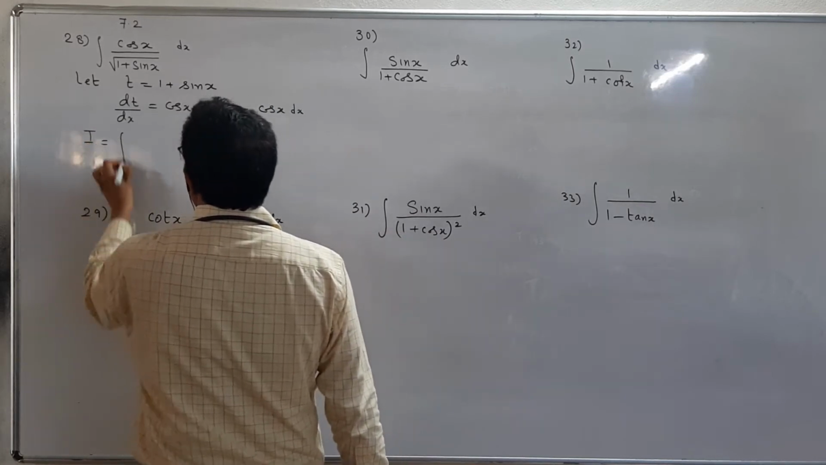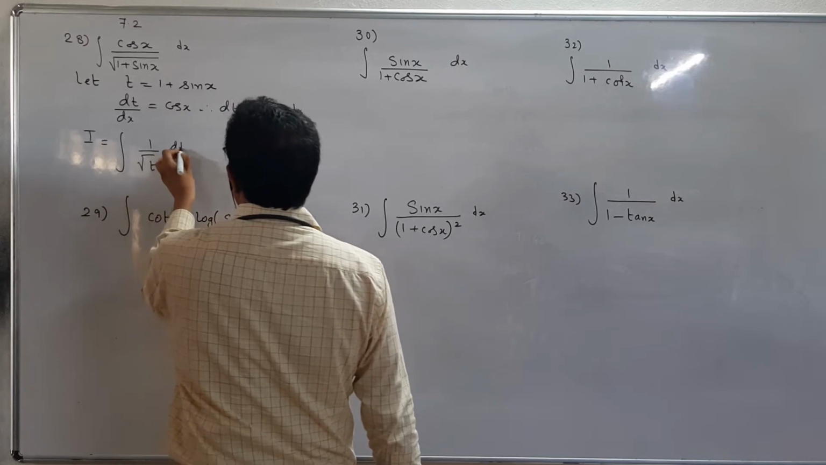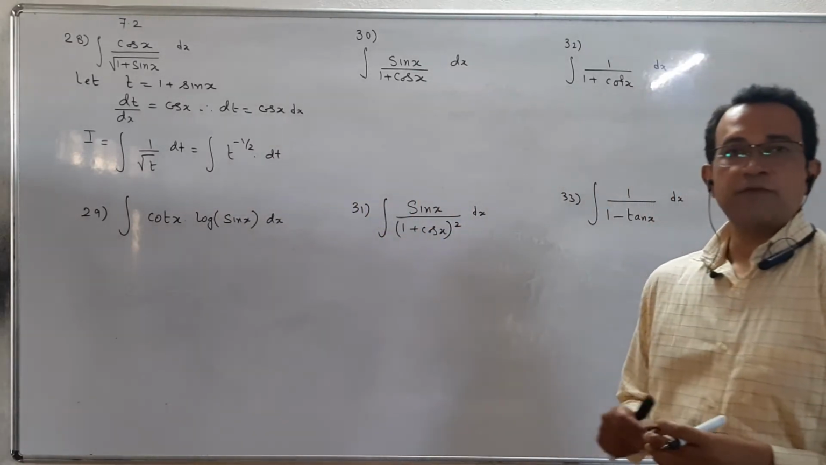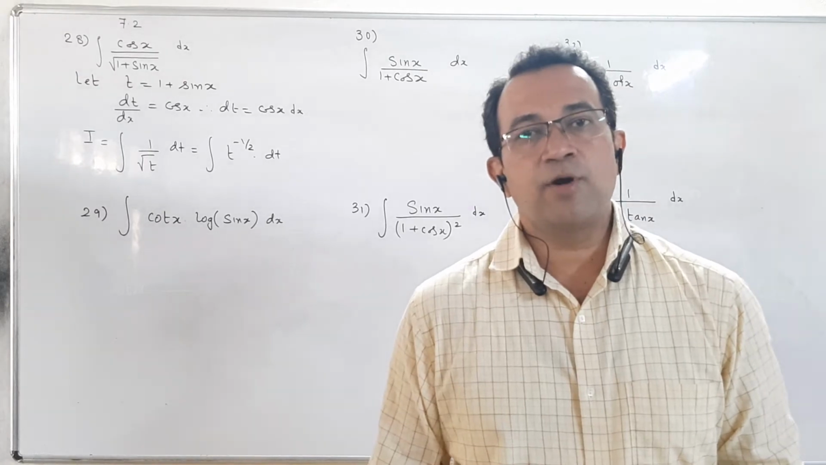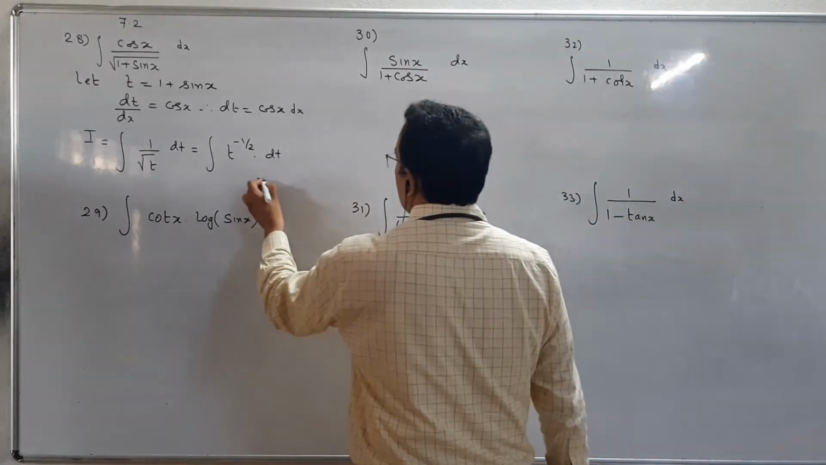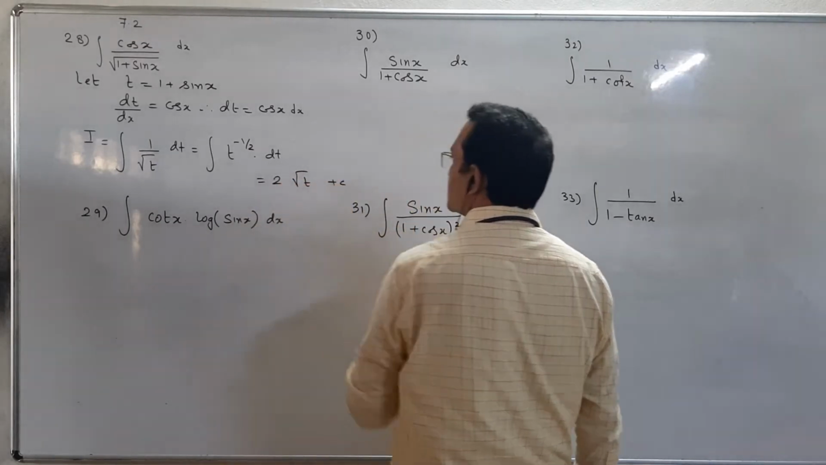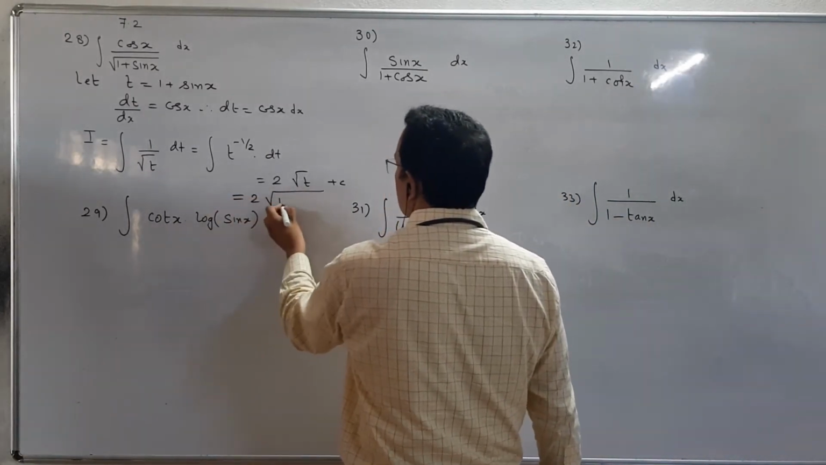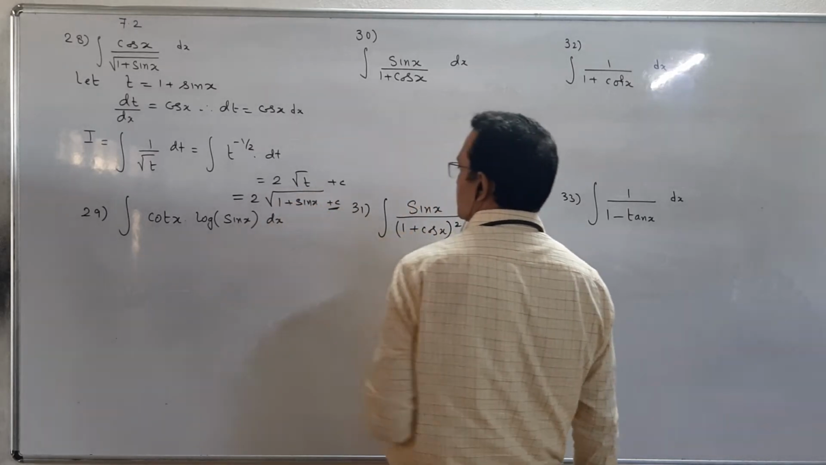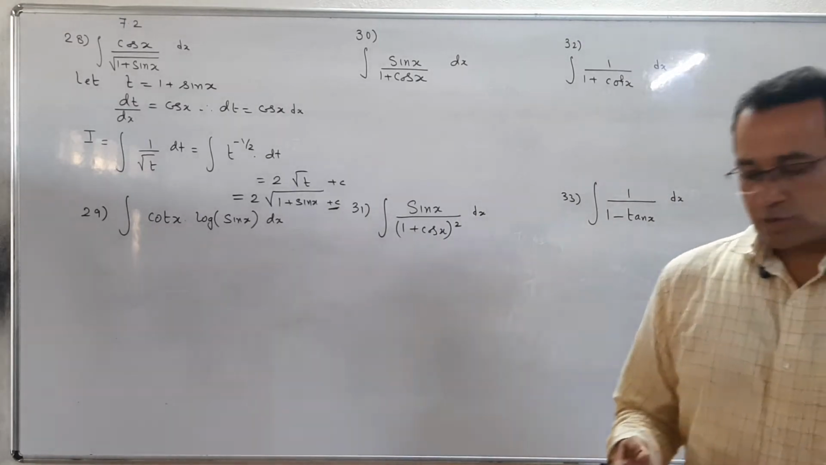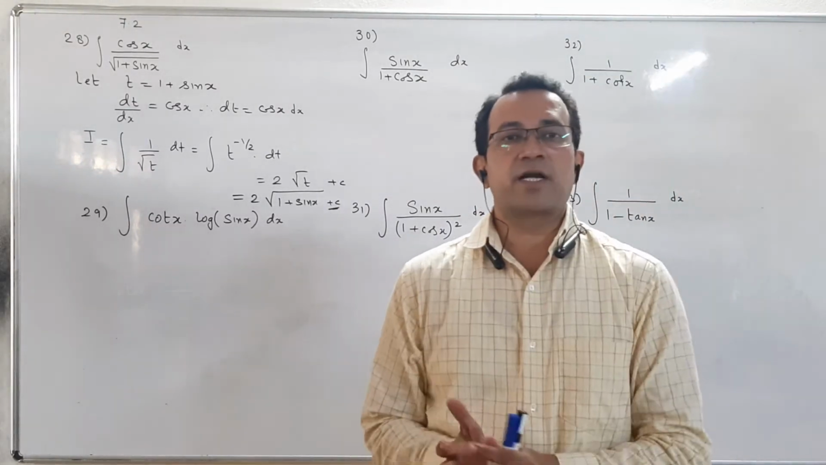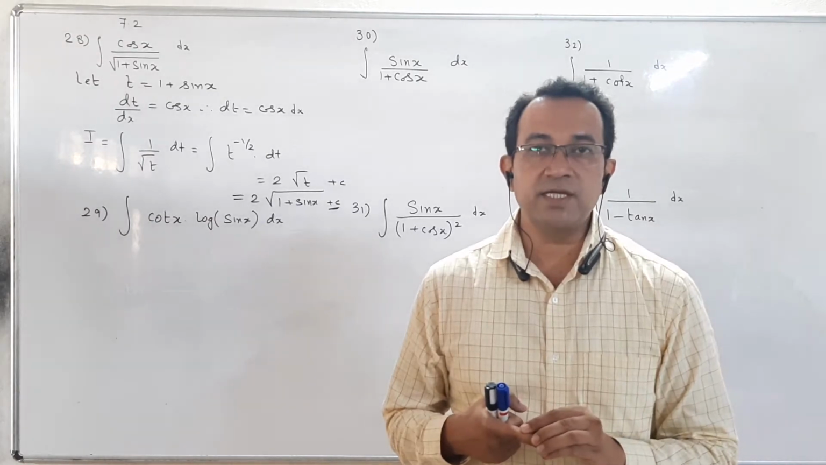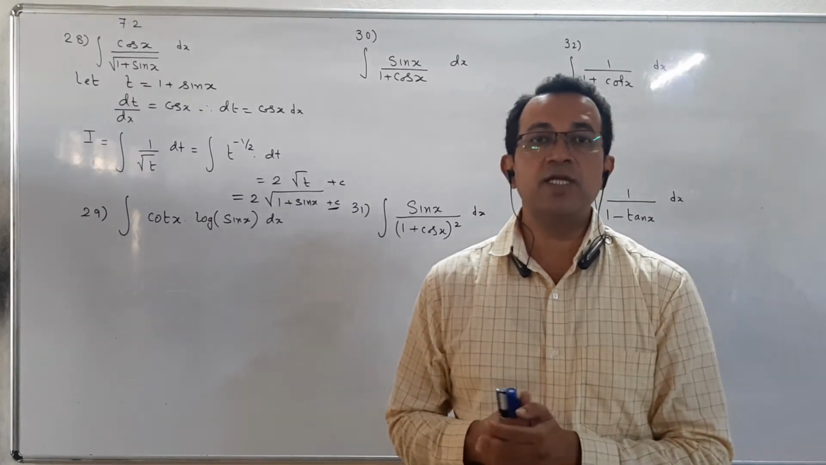So the value of the integral is I equal to 1 by root t into dt. So this becomes t to the power minus half dt. Integration of x raised to n is x raised to n plus 1 upon n plus 1. So this will be 2 times t to the power minus 1 by 2 plus 1, which is 1 by 2, and 1 upon 1 by 2 is 2. So the final answer is 2 root 1 plus sin x plus c. This is our answer, students. This method of substitution is very easy once the concept is very clear.